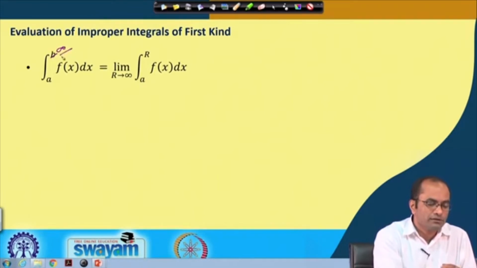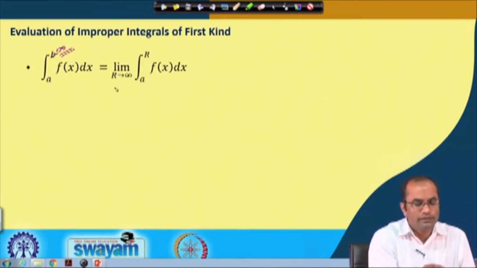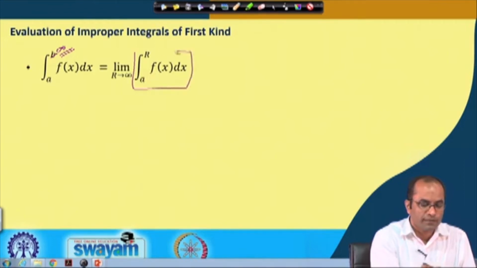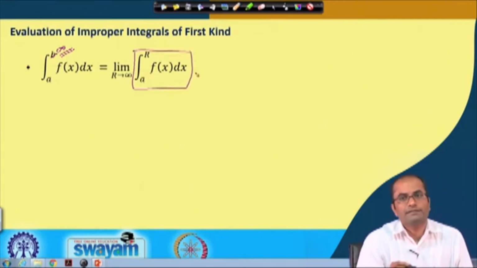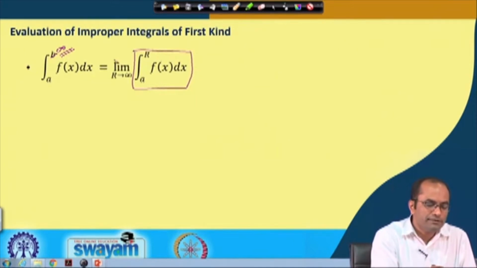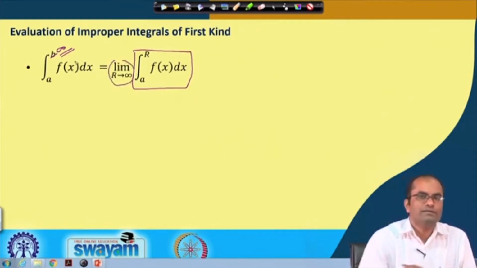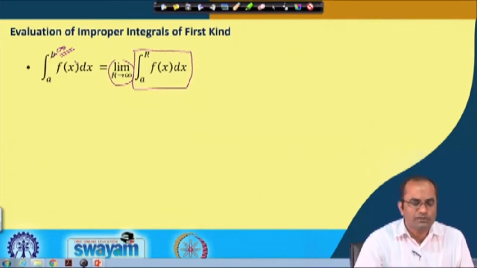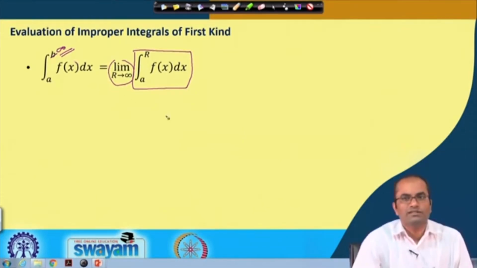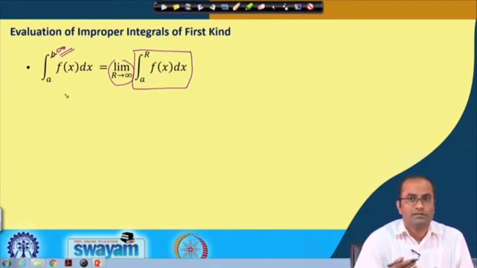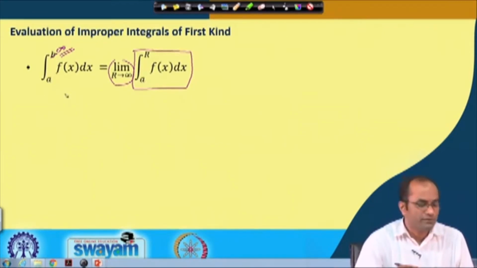So, this is the integral of first kind, and to evaluate this we will replace that infinity by the number r, and then after evaluating the integral from a to r of f(x) dx, we will take the limit. If this limit exists we call it the value of the integral, or the integral converges, and if the limit does not exist then we say the integral does not exist or the integral diverges.